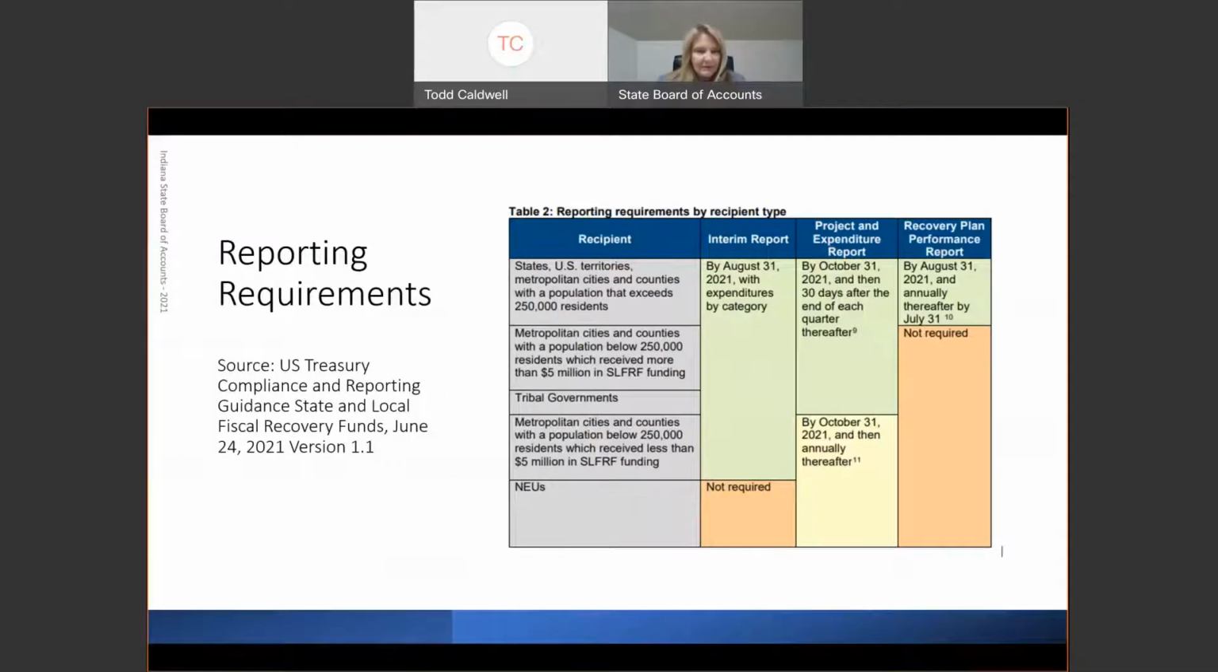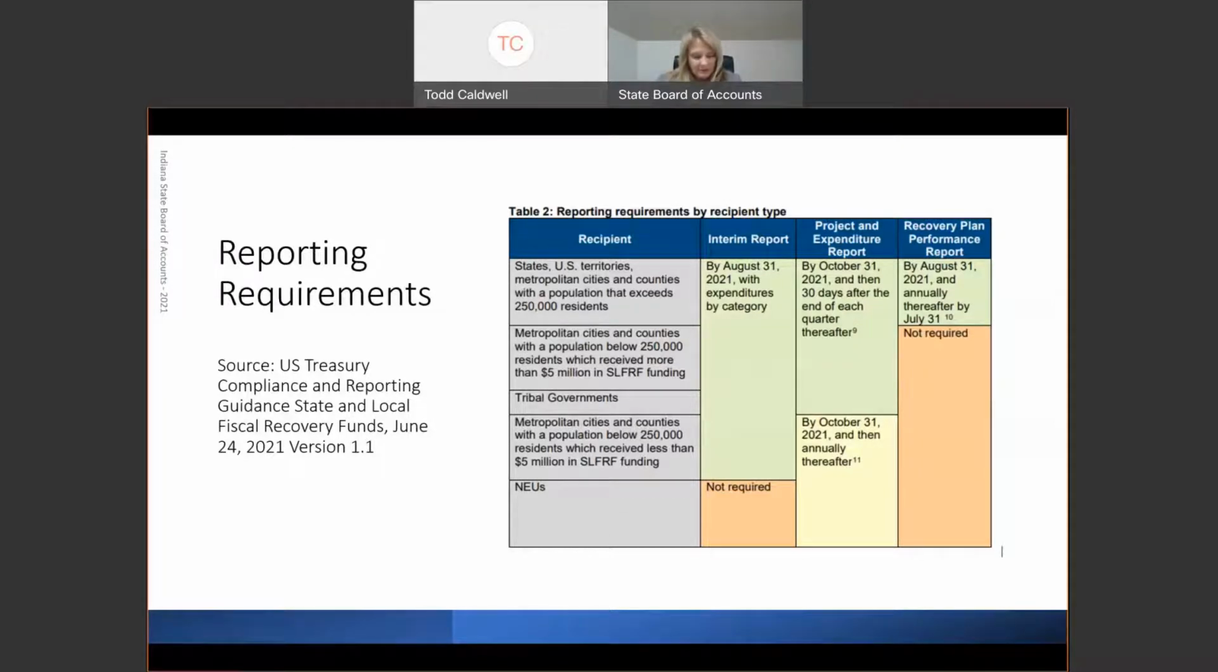This came out of that publication, and it tells us when the reports are due and what reports are due. Some of you had to do a report by August 31st. Metropolitan cities had to do that. The project and expenditure report is up next for October 31st, and that's for everybody. Everybody has to do that. So that's what we're going to talk about on the next slide.